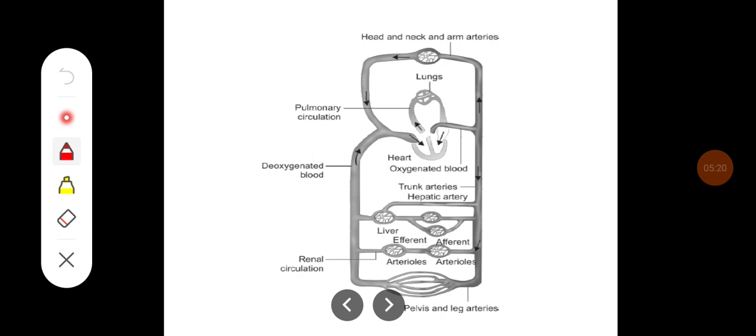Okay, so this diagram is showing the arterial and venous system.